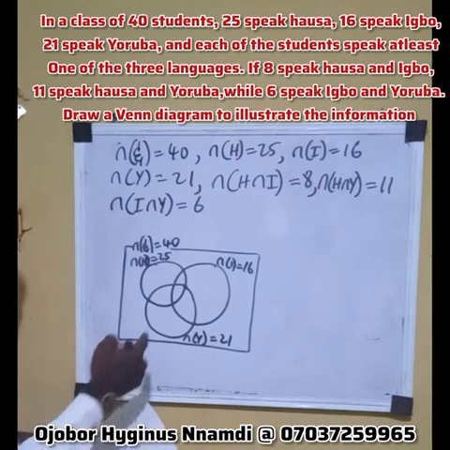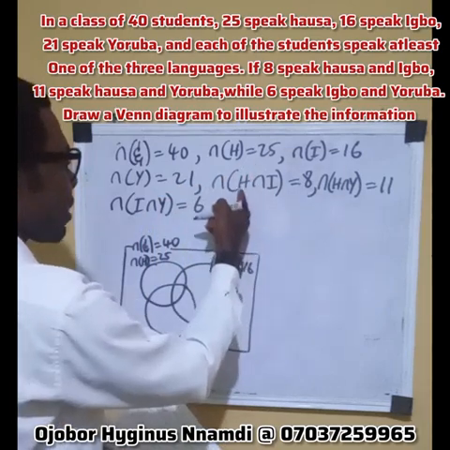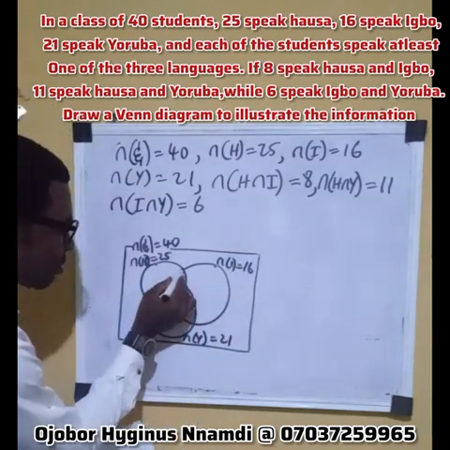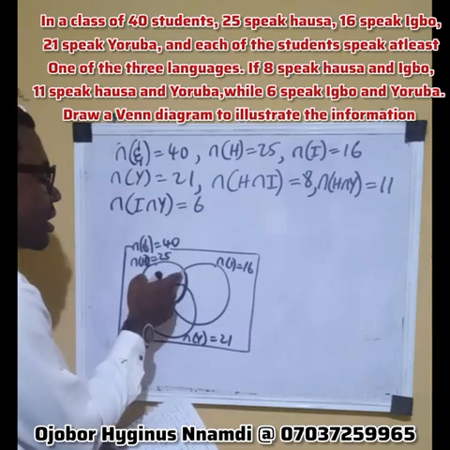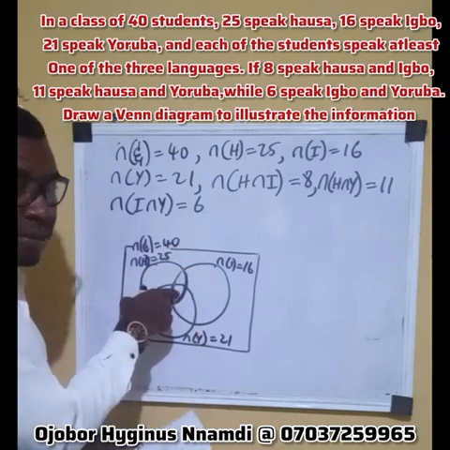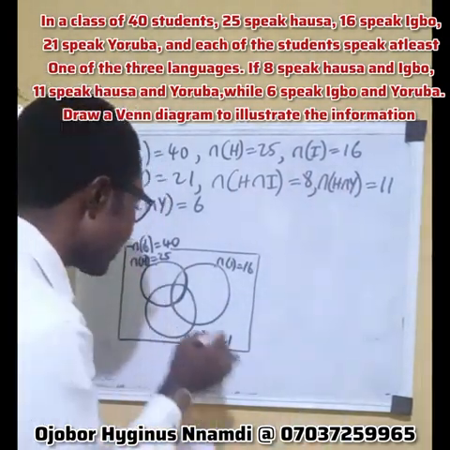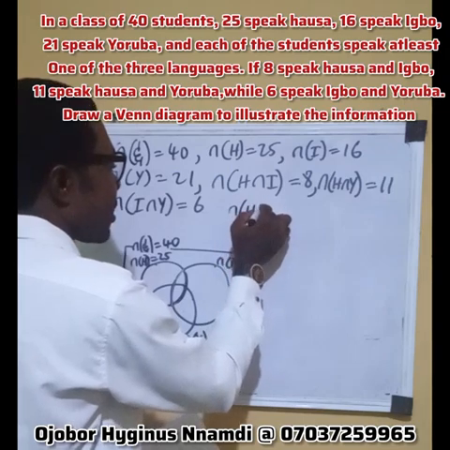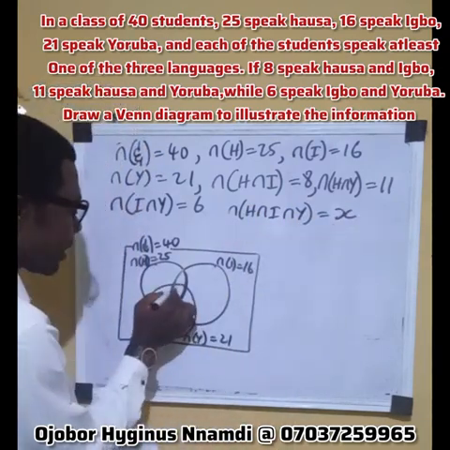From the information provided, 21, 25 and 16. Hausa and Igbo is 8. But you can see that Hausa and Igbo involves this and this, which is 8. But it also includes those that speak only Hausa and Igbo, and those that speak Hausa and Igbo and also Yoruba, which is this box. So, since we don't have the number of students that speak the three languages, we are going to represent the number of students that speak Hausa, Igbo, and Yoruba with X. So that is here with the X.